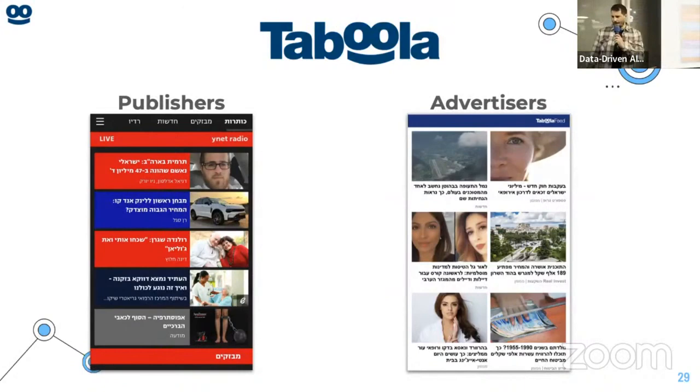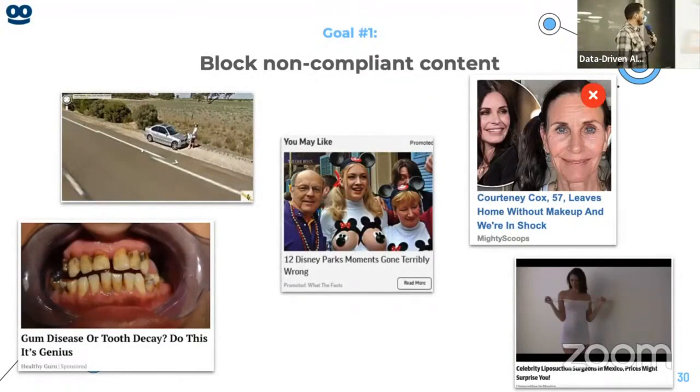Next, we have two goals as the content moderation team. The first goal is to block non-compliant content. If you are a big and famous publisher like CNN.com, you might not want some of those images, right? So our goal is to entirely reject them. They should not be in our network.